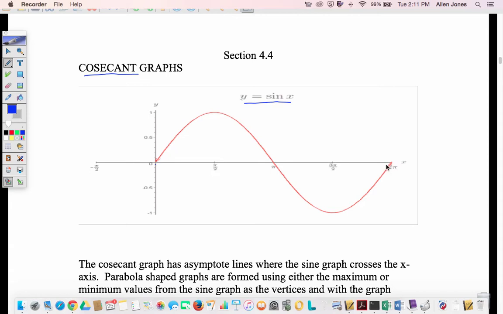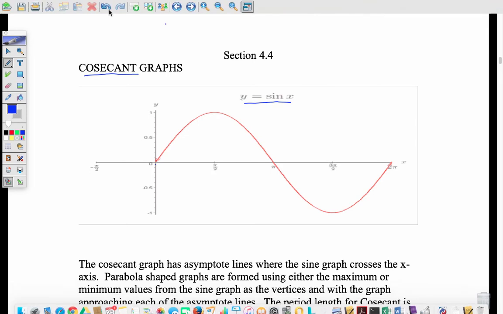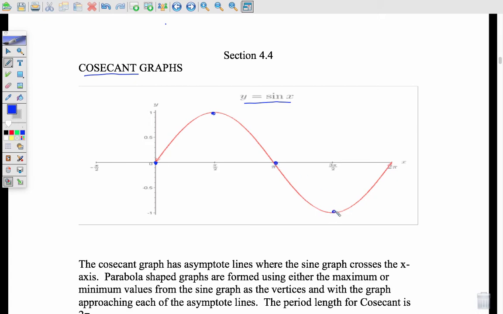And we're simply going to use that curve to actually graph the cosecant curve. So we would plot the regular points that we have for sine, starting here at 0, maximum at pi over 2, cross the x-axis at pi, lowest point at 3 pi over 2, and back at our original place on the x-axis at 2 pi.